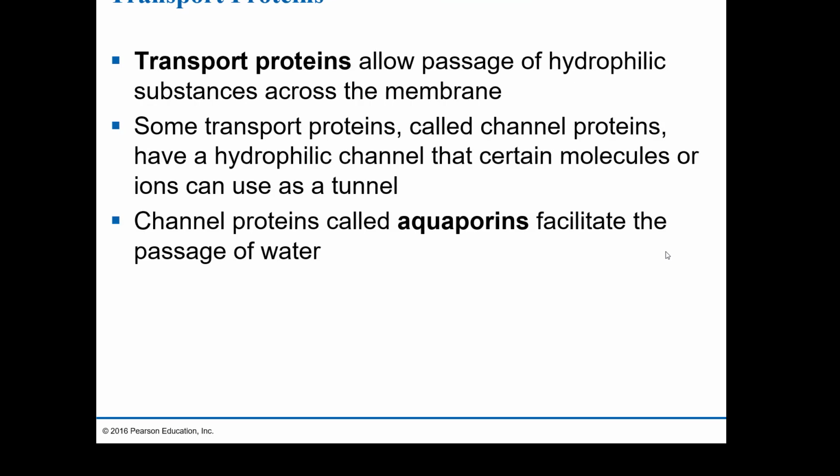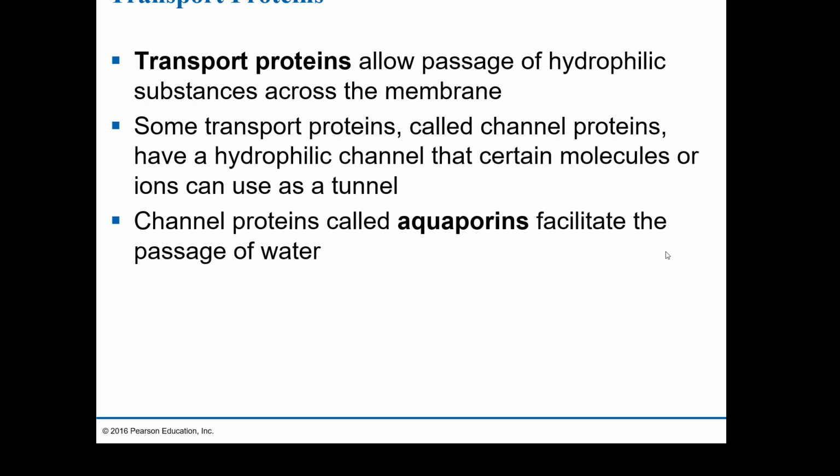So we end up with these things called transport proteins, and they allow hydrophilic, water-loving substances to cross the membrane. Some transport proteins, called channel proteins, have a hydrophilic channel so that certain molecules or ions can use the tunnel. And then channel proteins called aquaporins facilitate the passage of water.